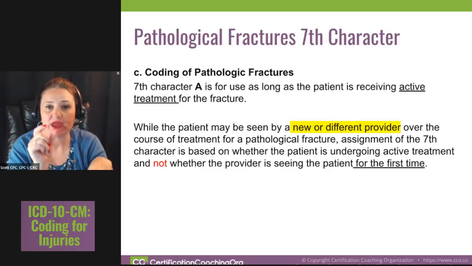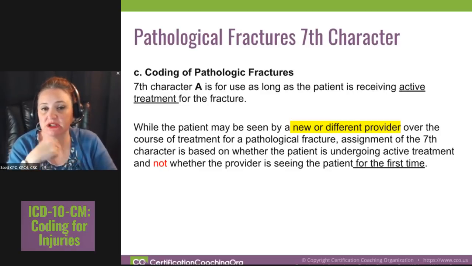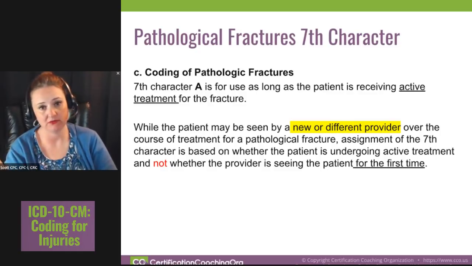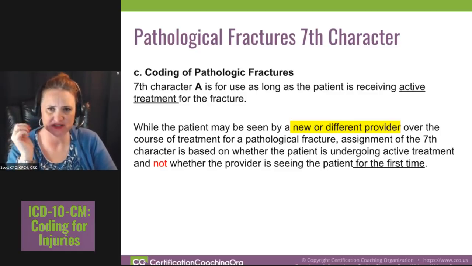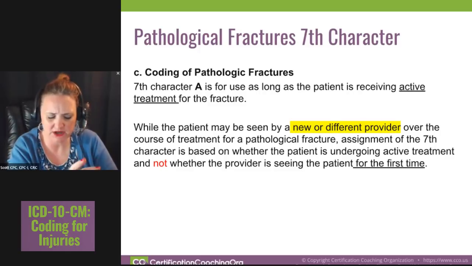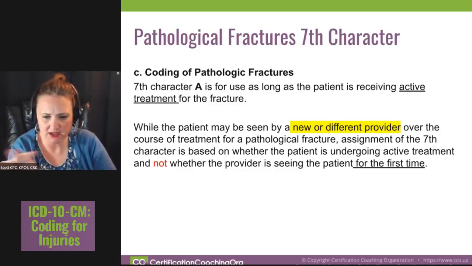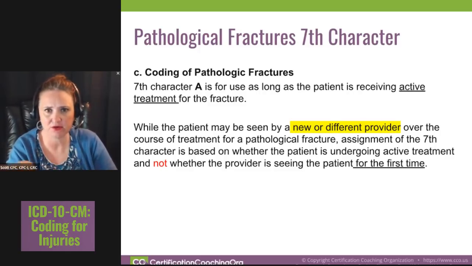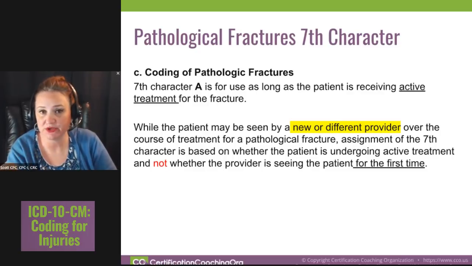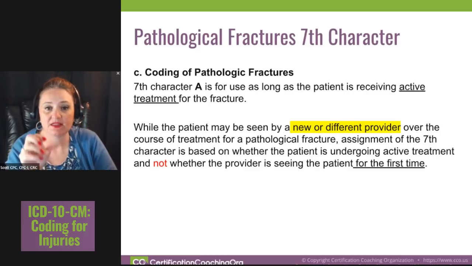However, we have to pay attention, because this gets really confusing for new coders. And even if you've been coding for a while, you have to sit back and think for a second. Now, wait a minute, are we actively treating, or are we in the healing process? Where are we at in this process? So if we're getting active treatment, so we're manipulating the bone, we're doing something to the fracture itself, right? Then it's going to be an A.